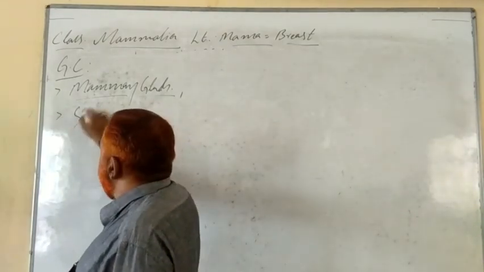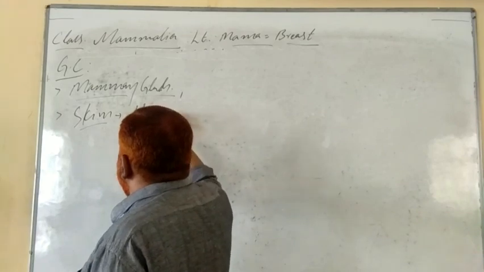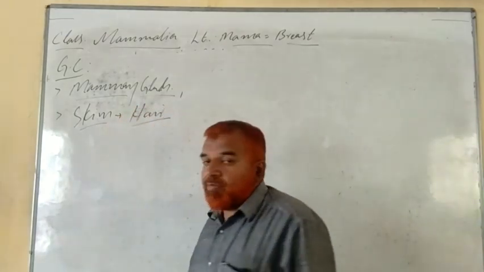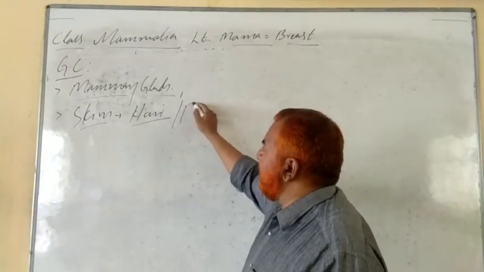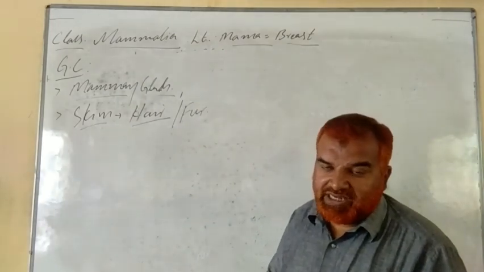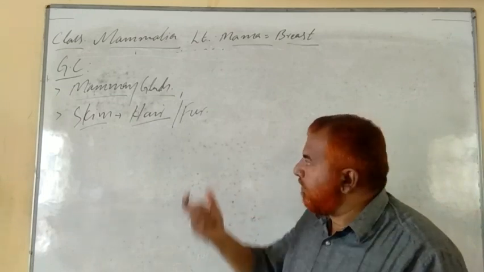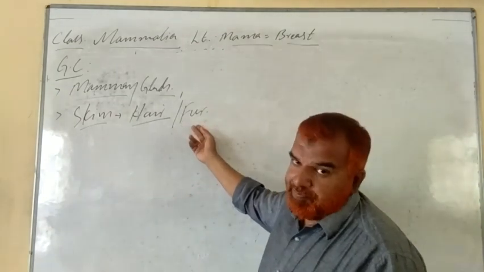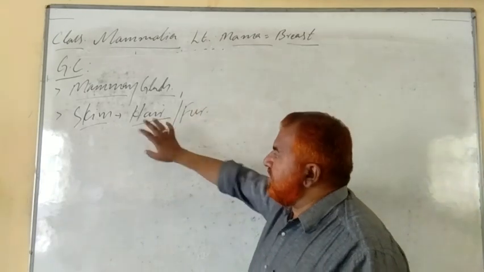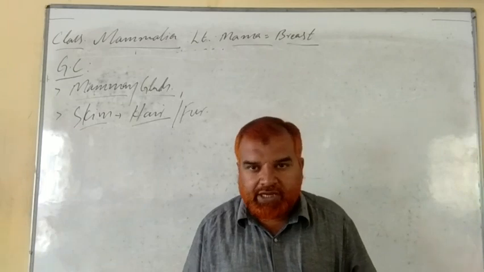Skin is covered by hair. Hair is modified into fur in some of the animals that are found in extreme cold temperatures. In order to maintain the body temperature, hair is modified to fur. So the skin is covered by hair.